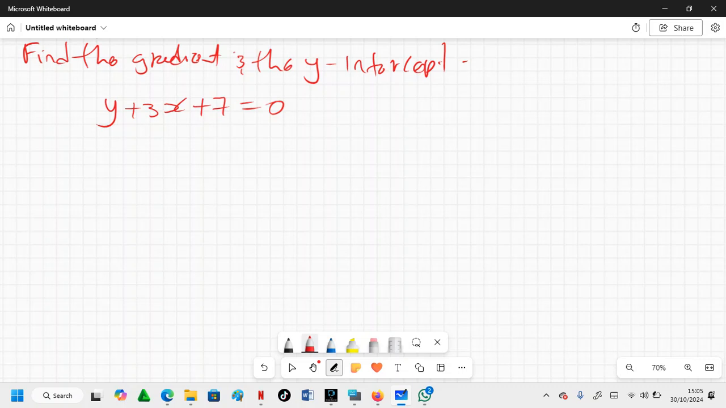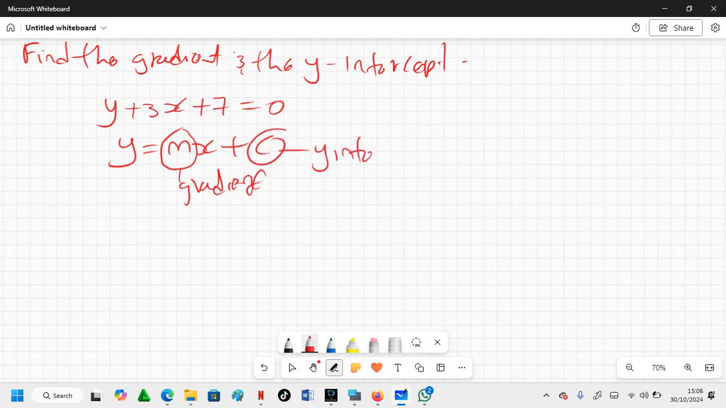And I think this is pretty simple. All you need to do is to write this in the form of y is equal to mx plus c. And as we have said before, this m is the gradient and this c is the y-intercept. And why is it the y-intercept automatically? Because at the y-intercept, x is 0. So if x is 0, this whole thing is 0, and therefore that is the y-intercept.